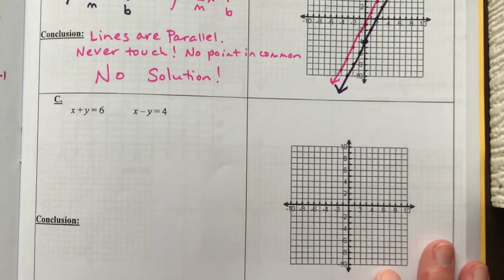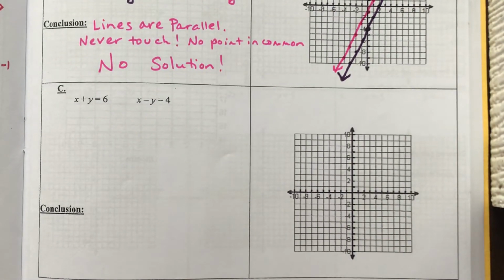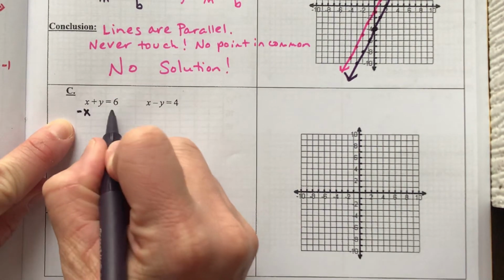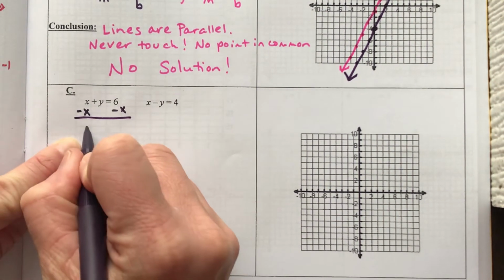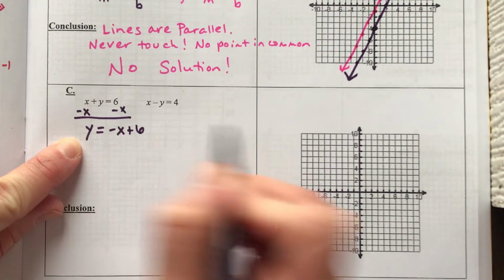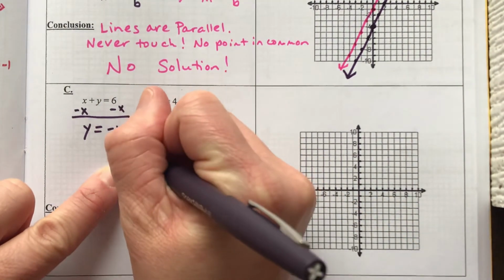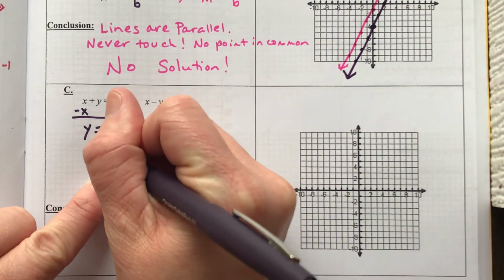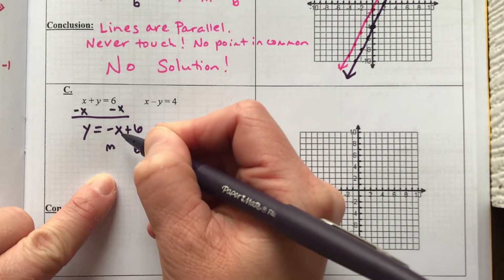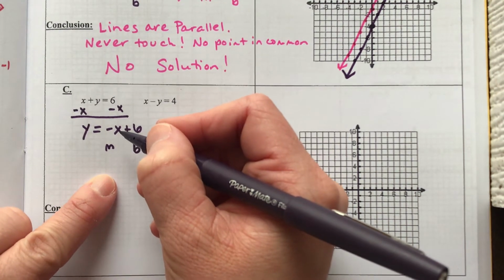And now let's try one more. So I'm going to start with this equation here, and I'm going to solve for y. So I'll subtract that x to the other side. Now I'll have y equals that negative x that I subtracted plus the 6 that was there. This line, my b, is positive 6, and my m is negative 1. So we're going to start at 6 on the y-axis and then go down one, right one, down one, right one, down one, right one.